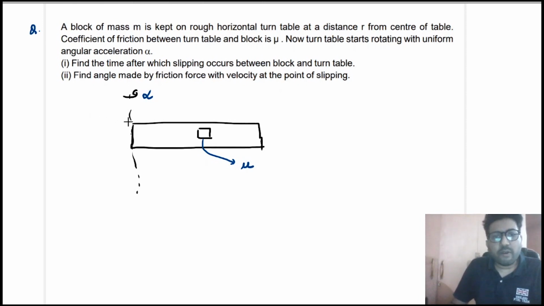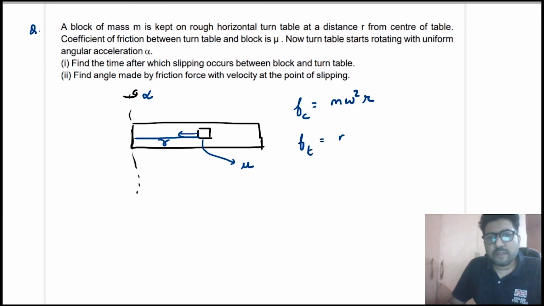Now because the turntable is accelerating, in this case this block will have both the tangential acceleration and the centripetal acceleration. Both the tangential and the centripetal acceleration are provided by friction. So the centripetal force will be equal to m omega square r. It is given that the block is at a distance r from the axis. Now similarly the tangential force will be equal to m at and that will be equal to m r alpha. Okay, this tangential force is also provided by the friction.